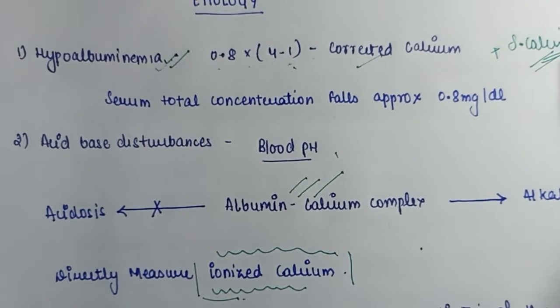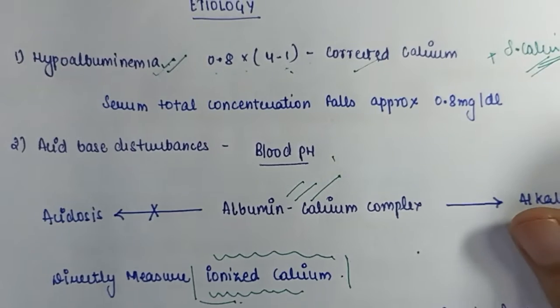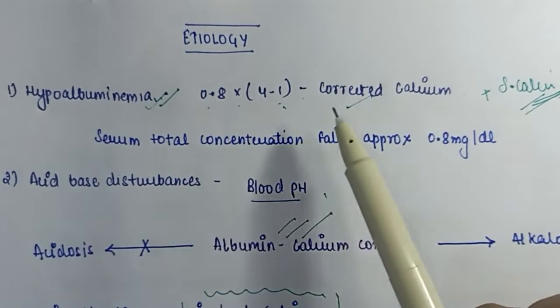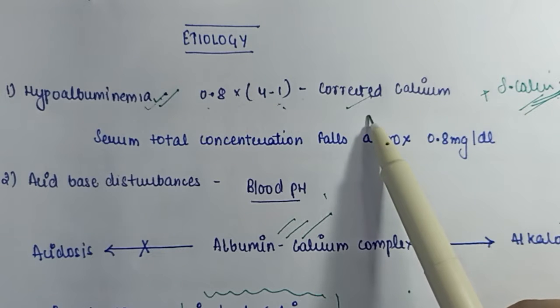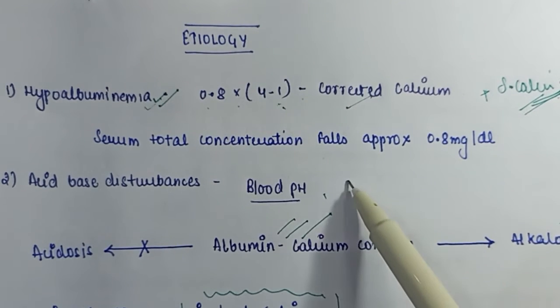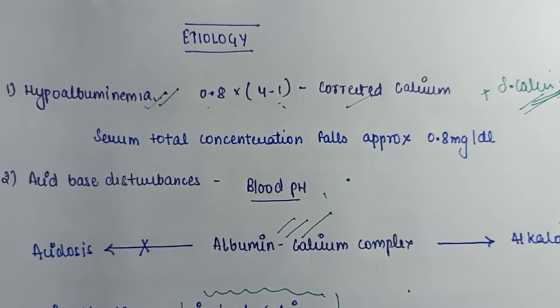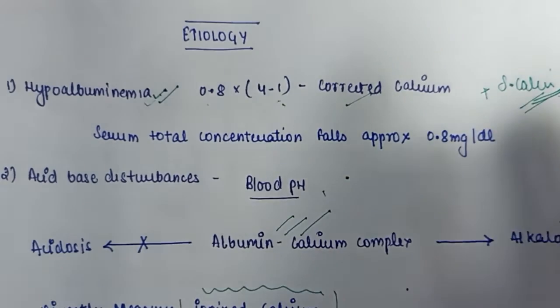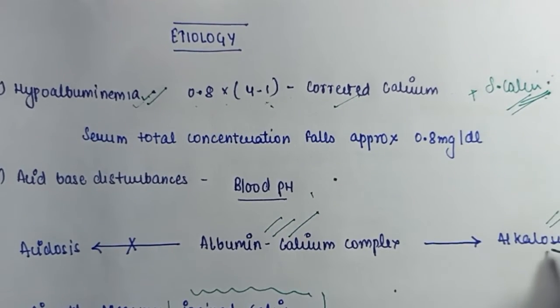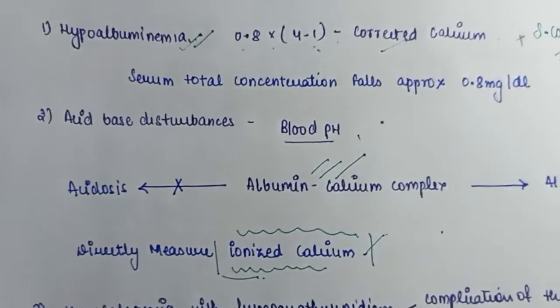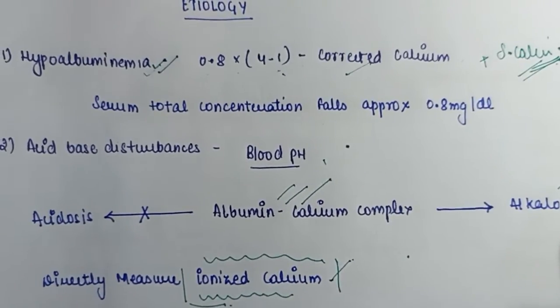So two things are very important before we label the serum calcium level as hypocalcemia. First is hypoalbuminemia. The total serum calcium levels should be corrected for the degree of hypoalbuminemia. And second is acid base disturbances. In case of alkalosis, mainly respiratory alkalosis, the albumin calcium complex is not dissociated, resulting in a low level of ionized calcium. So we have to directly measure ionized calcium. So first we look for hypoalbuminemia, then acid base disturbances.